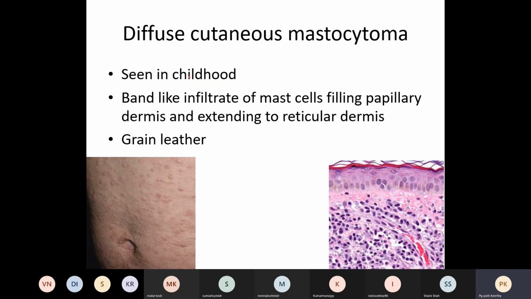What is diffuse? The name itself tells. See, it is diffuse. All your mast cells are diffusely infiltrating your entire dermis. So it's a band-like infiltration. Same, childhood is common, no? So that gives a grainy leather appearance clinically when you see the skin. This is called grainy leather appearance.